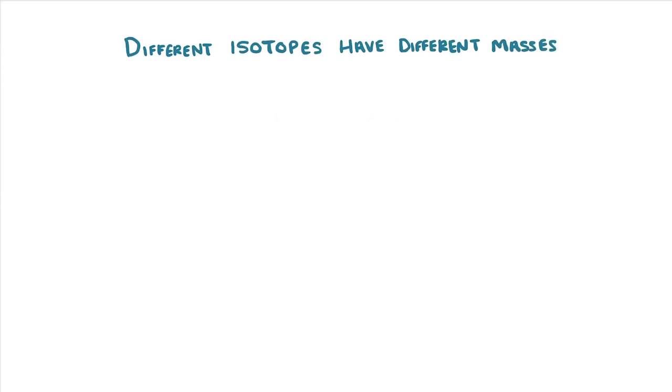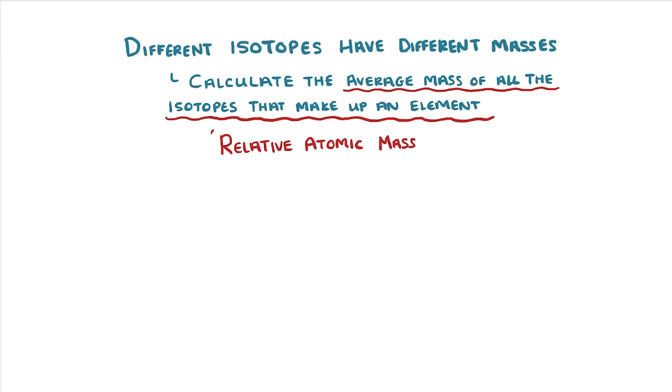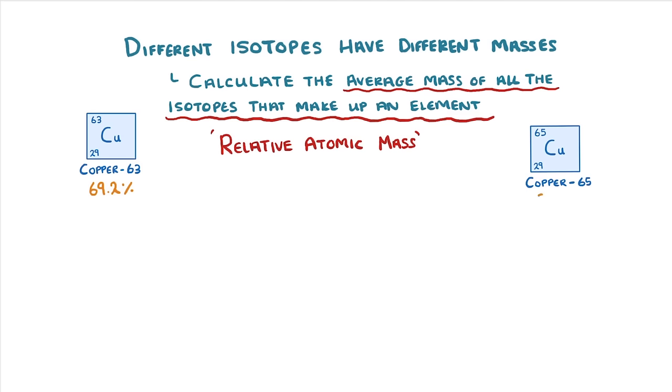Now, because they all have different numbers of neutrons, the different isotopes will have different masses. And one of the things that you need to be able to do is calculate the average mass of all the isotopes that make up a particular element, which we call the relative atomic mass. Let's take a look at copper as an example. Now, copper has 2 stable isotopes, copper-63, which has an abundance of 69.2%, and copper-65, which has an abundance of 30.8%. And when we say abundance, all we mean is how common or rare that isotope is. So if you were to pick up a handful of copper, then on average 69.2% of the atoms in your hand would be the copper-63 isotope, and the other 30.8% would be the copper-65 form.